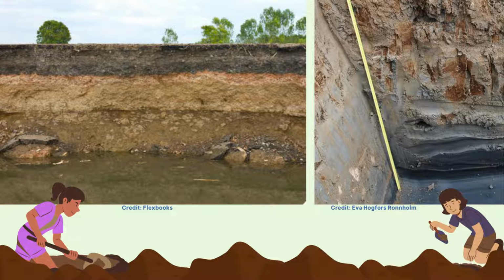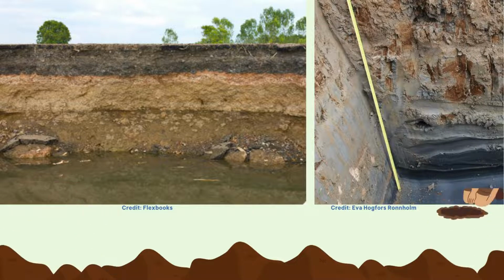Soil profiles usually end when you reach hard rock, hard pan, or water. In the photo on the left, you can see someone has dug down and they've reached water. Then the photo on the right, you can see someone has dug down and they've reached hard rock.